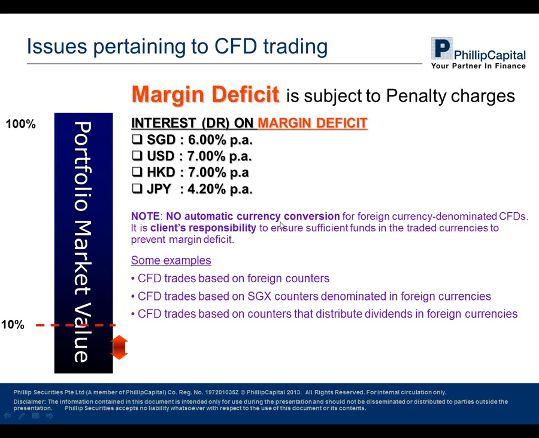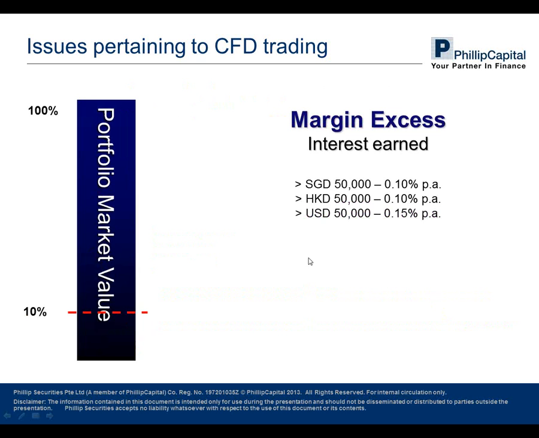Please note that there is no automatic currency conversion for foreign currencies. So if you know that you are going to trade in US stocks, Hong Kong stocks, or Malaysian stocks, please convert the currency beforehand, and there will be separate ledgers in your equity. But if you have excess margin, there will be interest earned. And of course, we are not a bank, so that's why it needs to be 50,000 and above before you can get this interest.